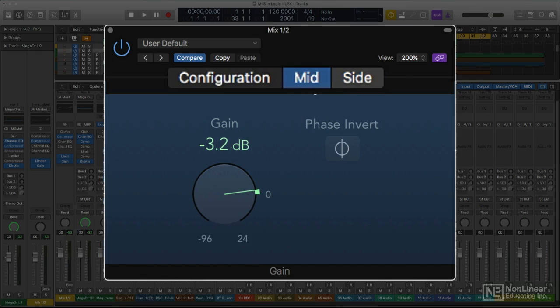So while pumping up the side channel in an MS processor can add a little width and life to some tracks or mixes, you should be very cautious not to overdo that particular technique. There are other safer ways to accomplish similar tweaks to a stereo signal.